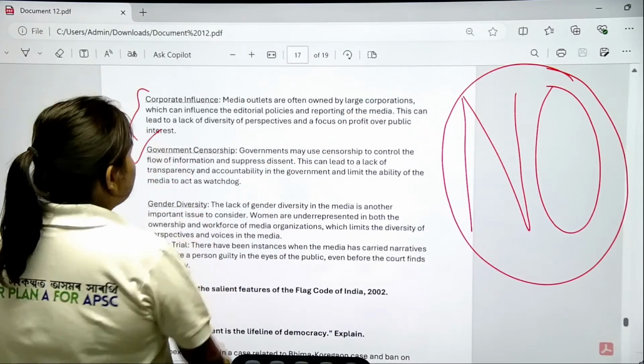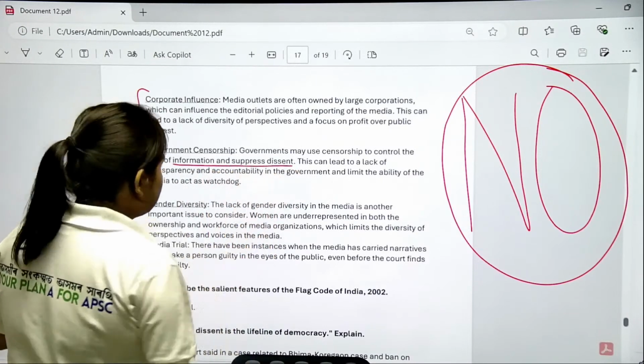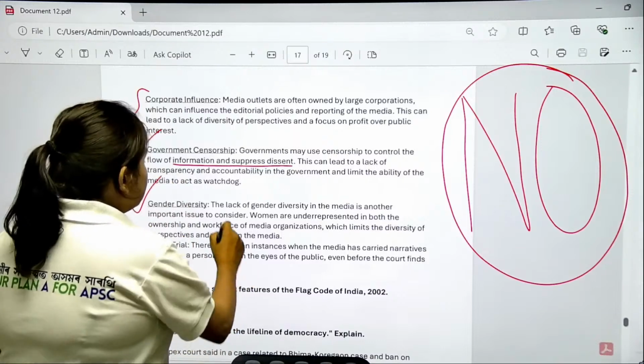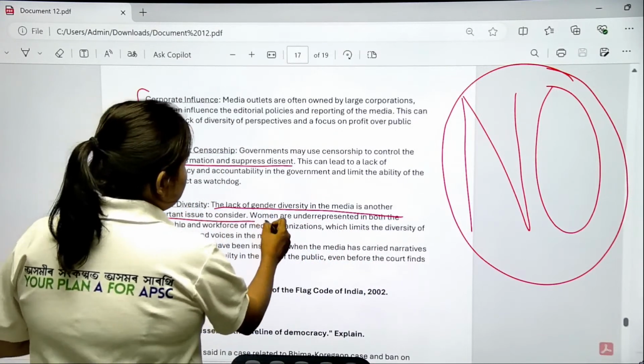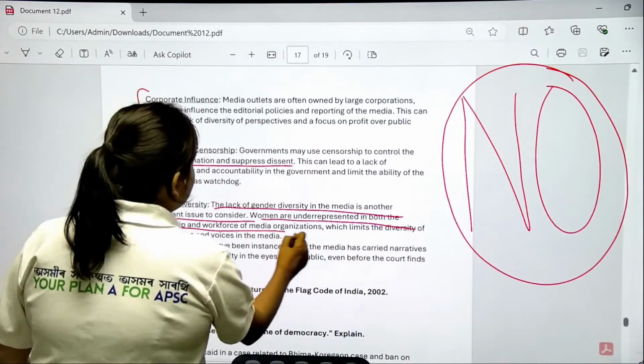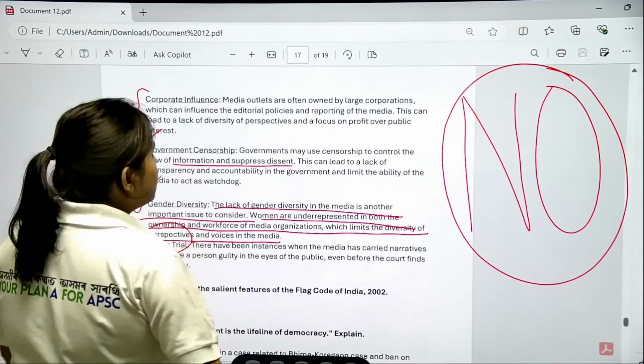Government censorship also happens sometimes. Government may use censorship to control the flow of information and suppress dissent. Also gender diversity. The lack of gender diversity in the media is another important issue to consider. Women are underrepresented in both the ownership and the workforce of media organizations, which limits the diversity. And the most important is media trial.